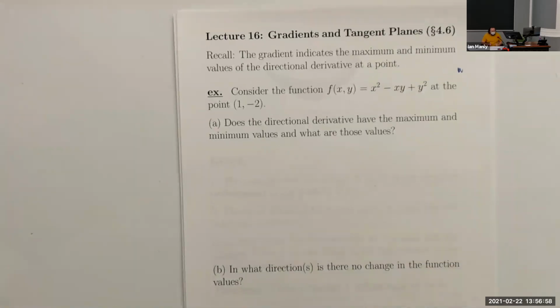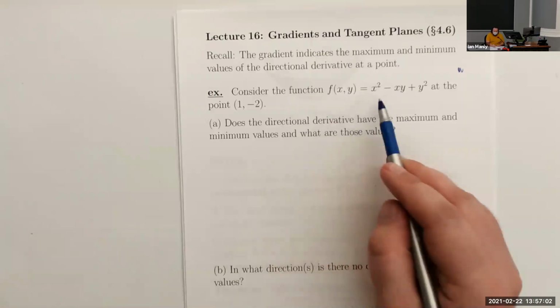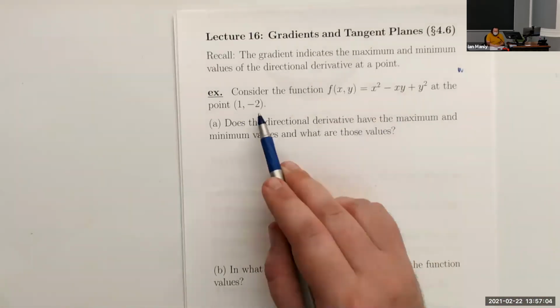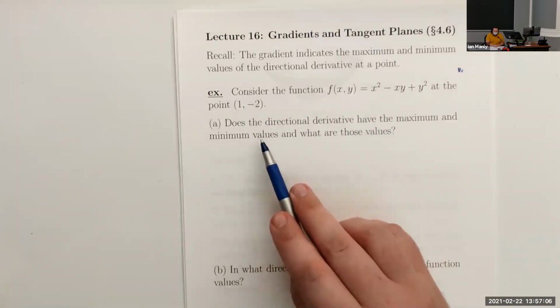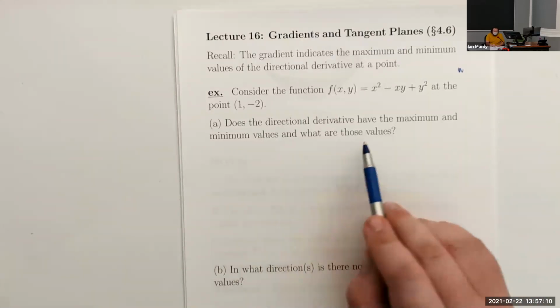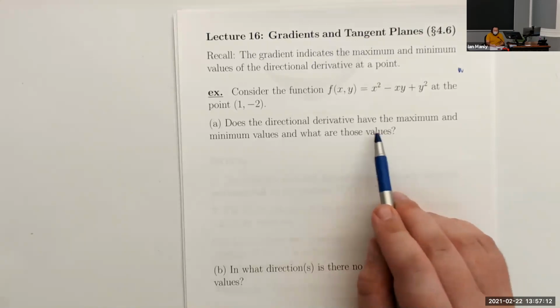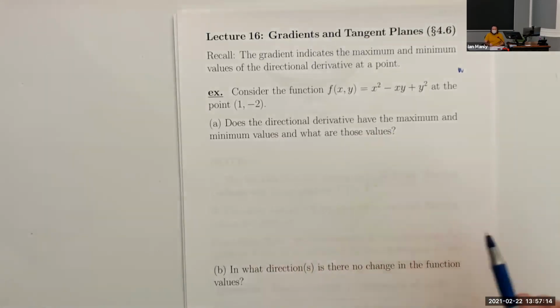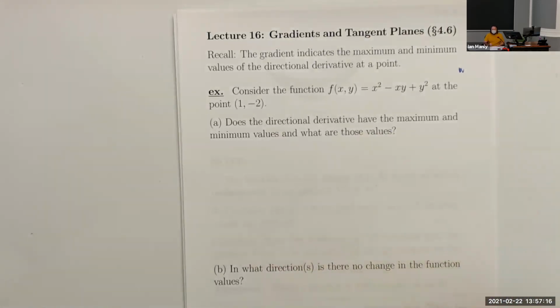Okay, now let's do a little bit of a review here. So let's say we have this function, f of x, y is x squared minus xy plus y squared at this point. All right, so does the directional derivative have maximum and minimum values? And what are those values? Well, first of all, let's just address this question. Does it have a maximum and minimum value? Is that true? Does our rate of change have a max and min?